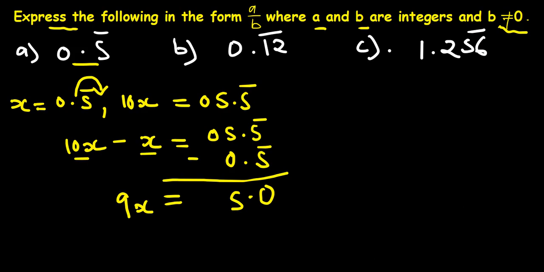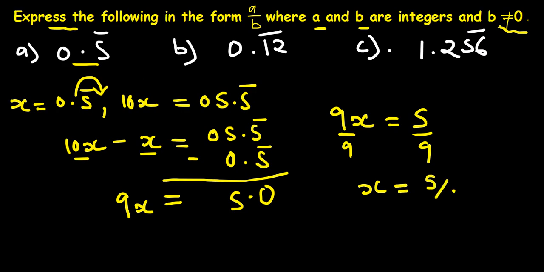9x. So for us to find the value of x, which will be our fraction, we are going to divide both sides by 9. So 9x is equal to 5. Okay, so divide both sides by 9. We're just going to have x is equal to 5 over 9. So do we have any numbers that can go into 5 and 9 without leaving a remainder? We do not. Okay, so this one here is the fraction form of 0.5 what? Bar. So this one here is our answer.